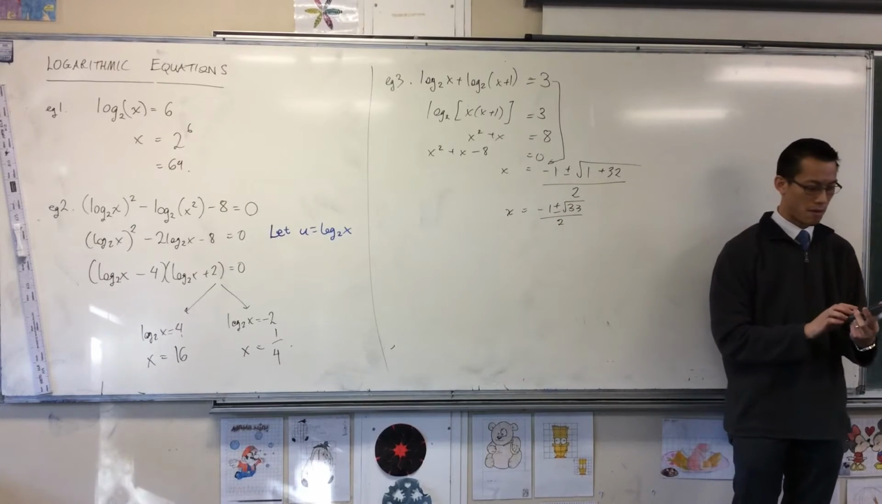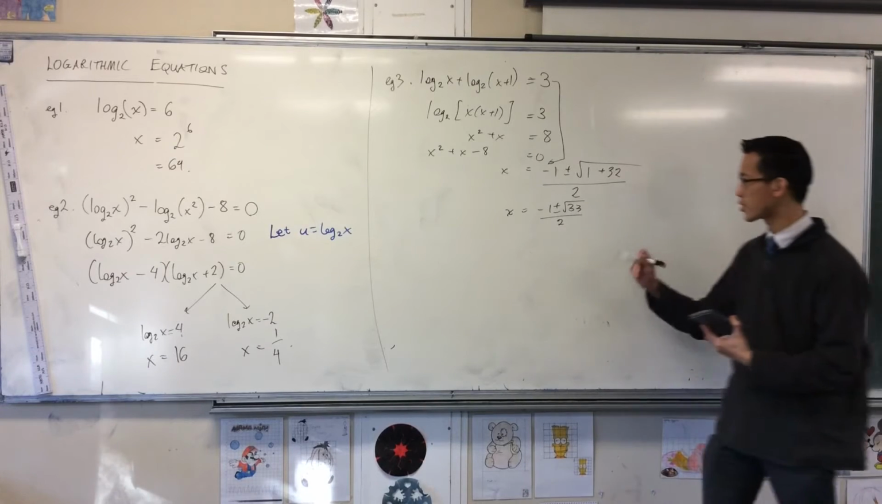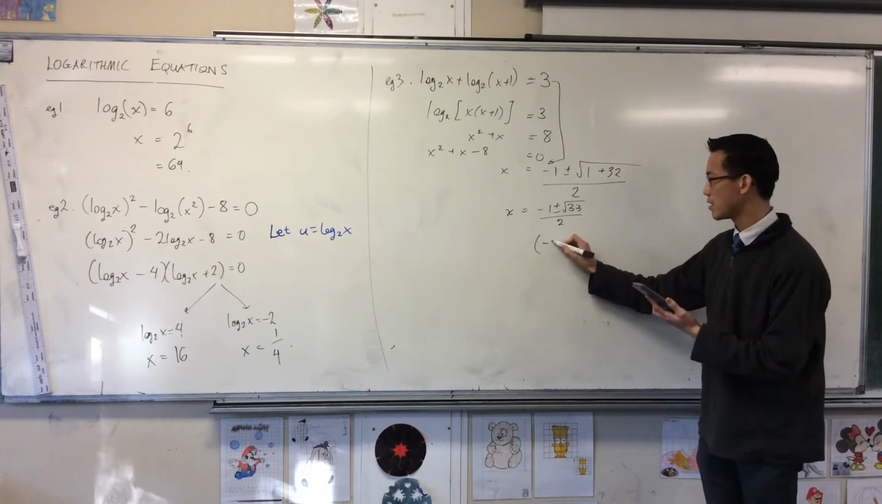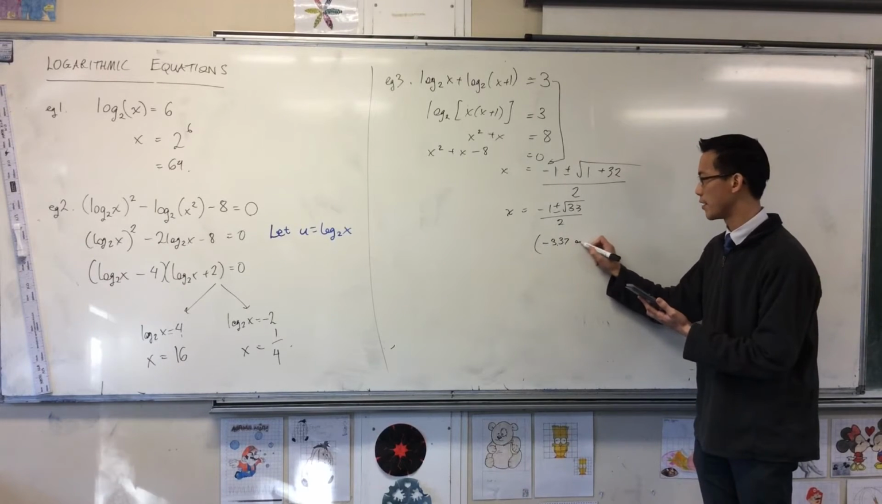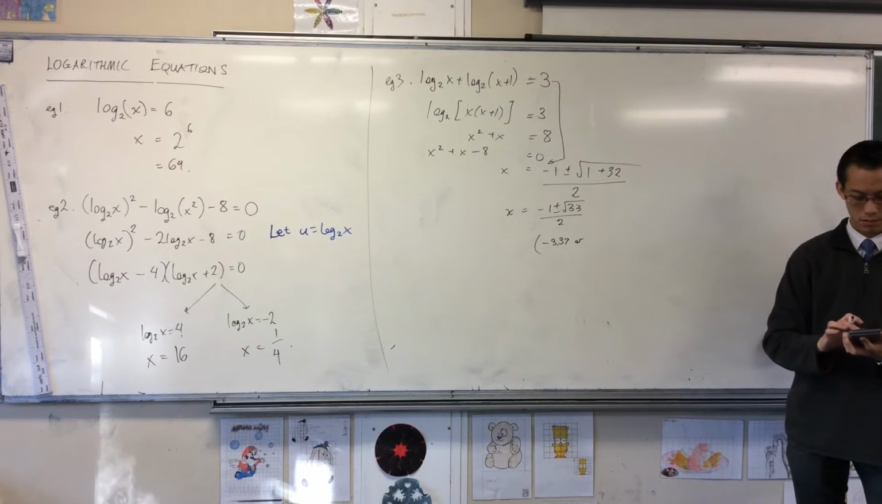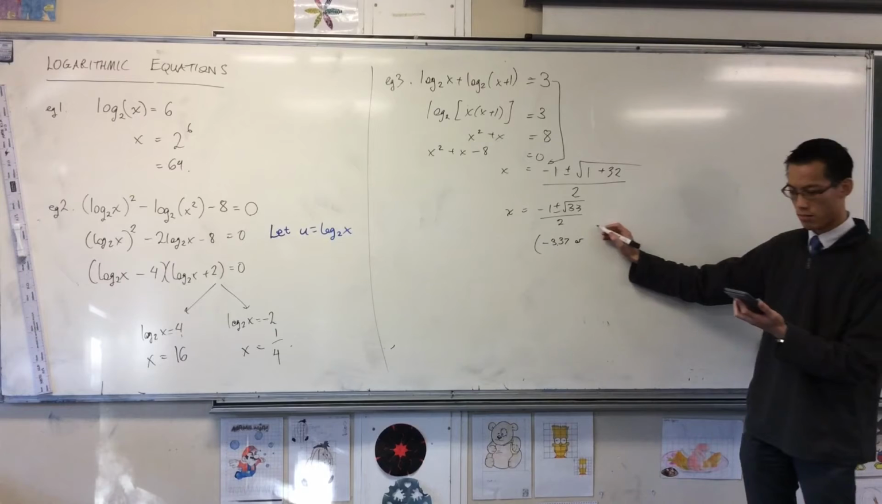So minus 1 minus root 33 divided by 2. So we'll just put this down here. One of the solutions is minus 3.37. Okay? The other solution, minus 1 plus root 33 on 2 point, yeah? Good.